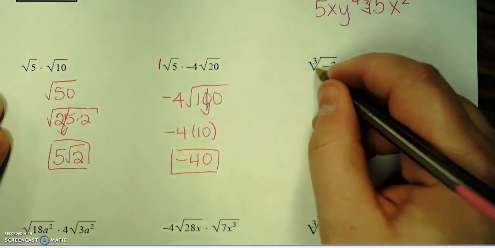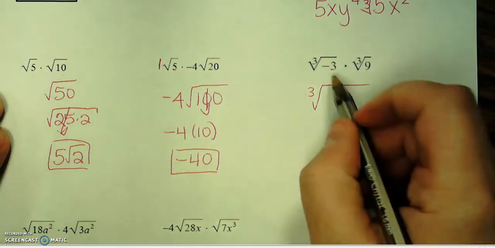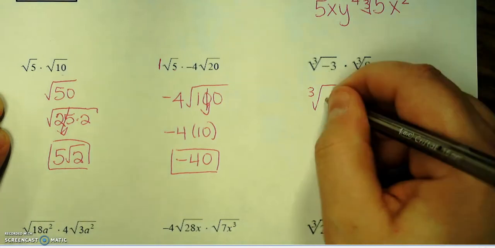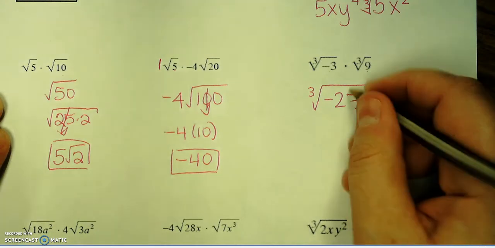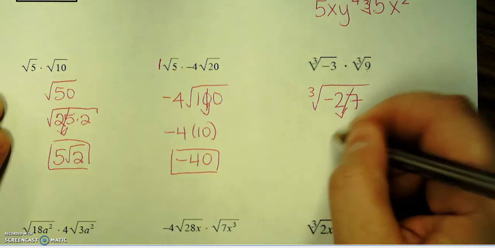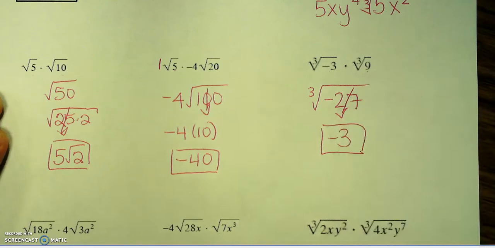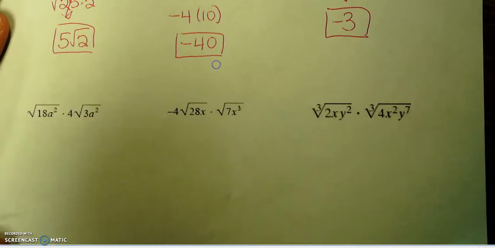These are both cube roots. The cube root, go ahead and squish them together. Negative 3 times 9 is negative 27. This is a perfect cube. The cube root of negative 27 is negative 3. And then just a couple more down here at the bottom.